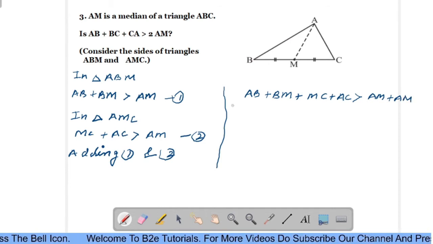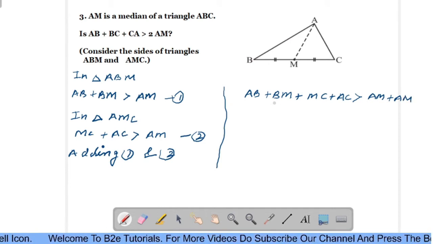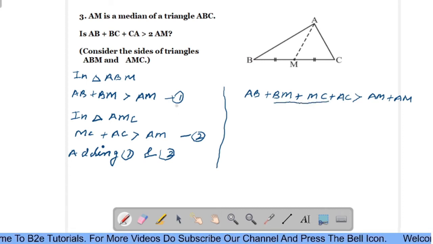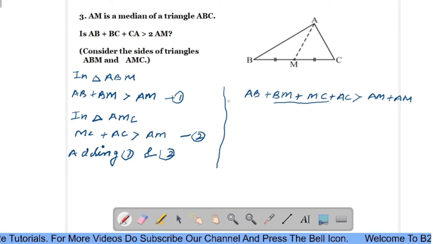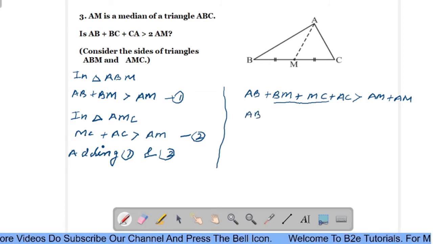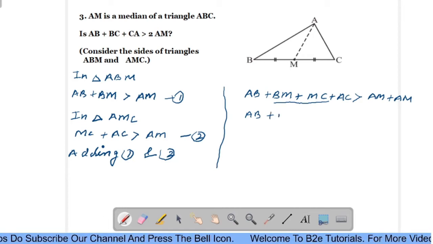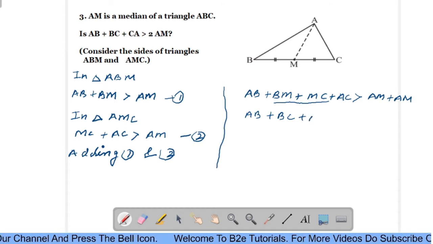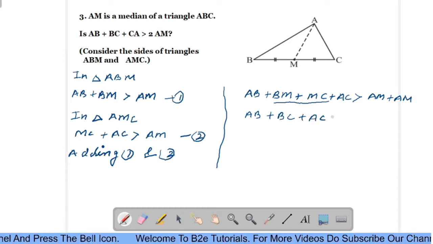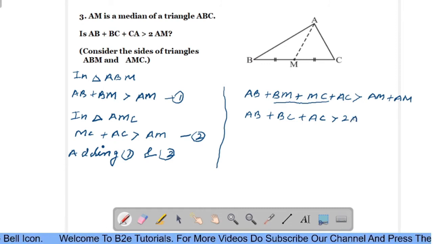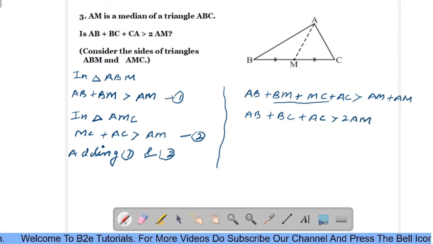Here add BM and MC, you will get BC. You can write it as AB plus BC plus AC is greater than twice AM. Now come to next.